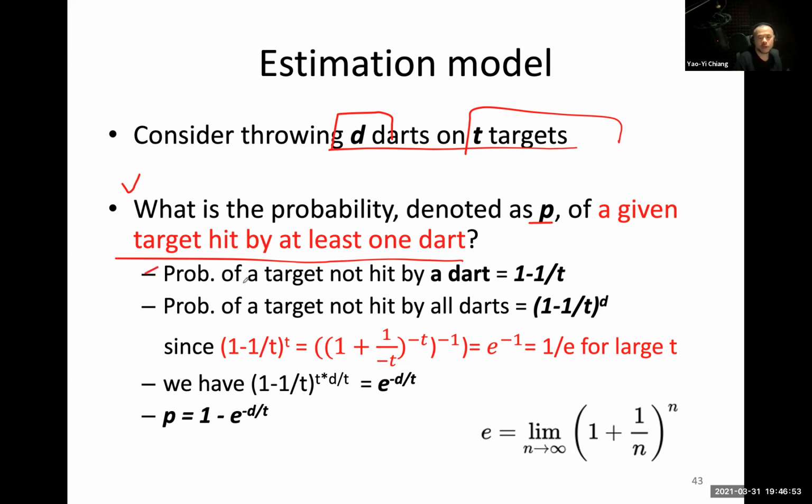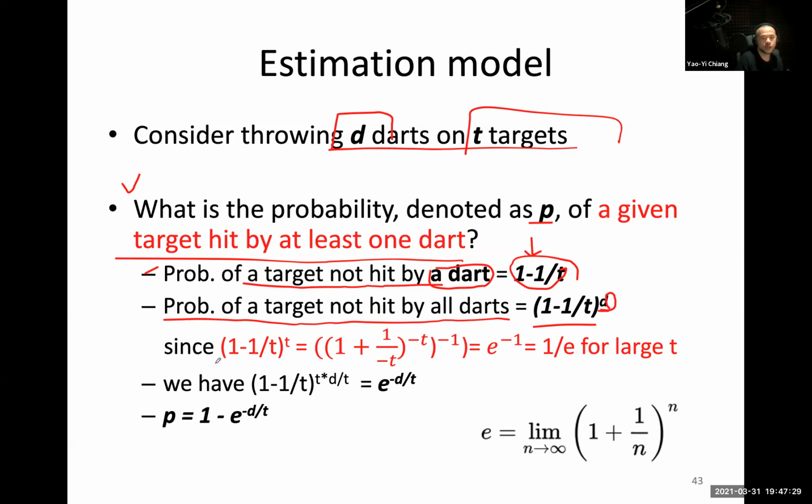So what's the probability p of a given target being hit by at least one dart? The probability of a target not being hit by a dart is 1 minus 1/t, right? And the probability of being hit by a dart is 1/t, right? Because you have t targets, you can only hit one target with a dart. And not hit will be the complementary probability, so 1 minus 1/t. The probability of a target not being hit by all darts, because you have d darts, is (1 minus 1/t) to the power of d.